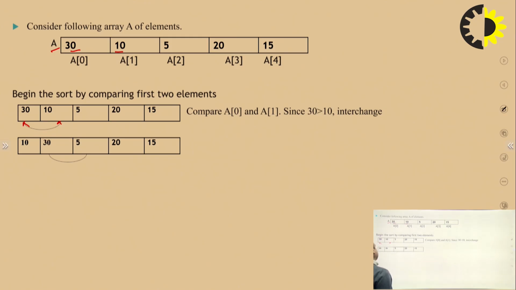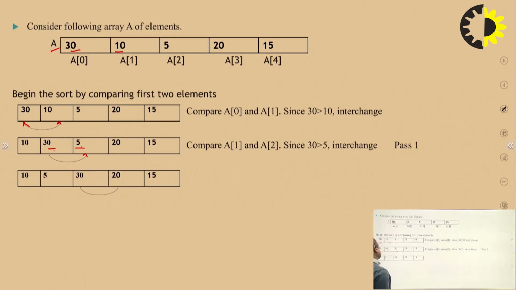Now compare the second element with the third element. Check which one is greater and which one is lesser. So we see here 5 is lesser than 30, so a swap will take place. So interchange them: 10, 5, 30 and 20.